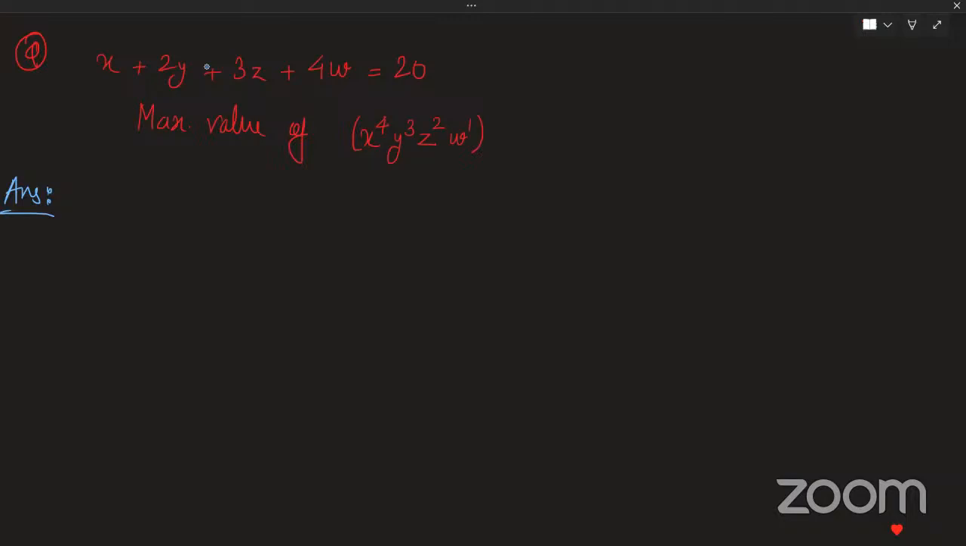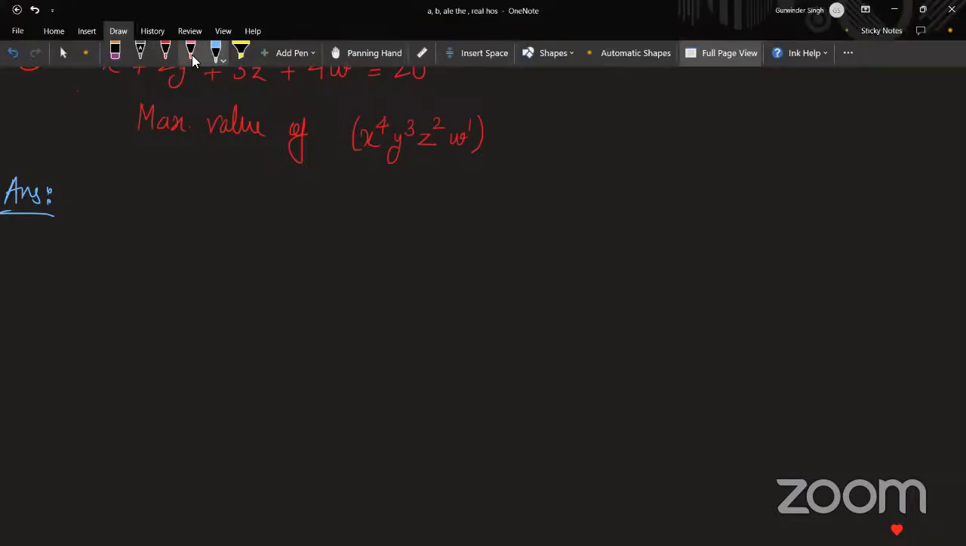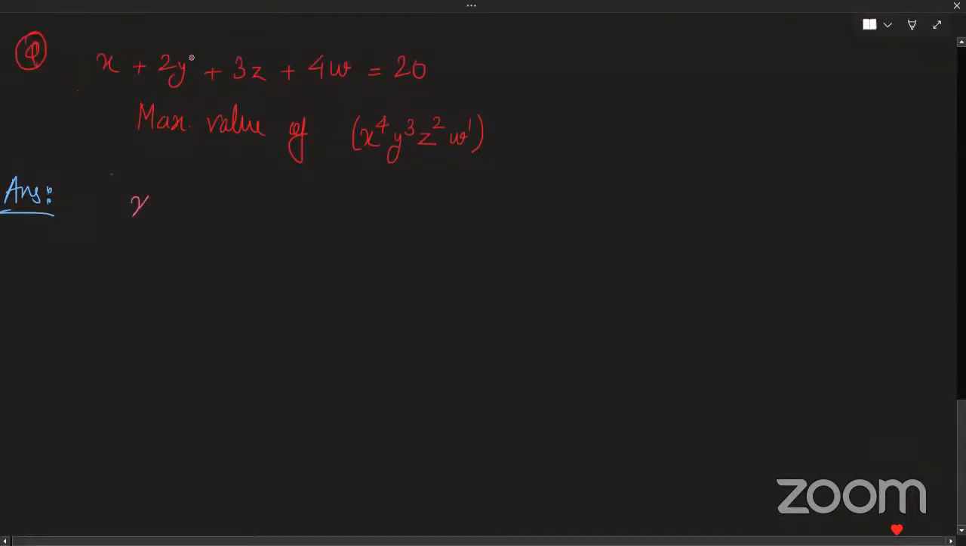See, we have discussed this question yesterday. We can split X into 4 parts, X by 4, then 2Y by 3, and so on. So just tell me how many parts should I split it into? 4 parts. So x by 4, x by 4, x by 4, and x by 4.